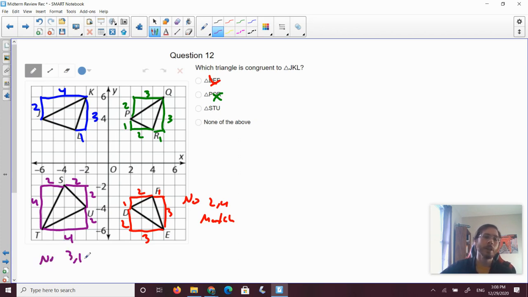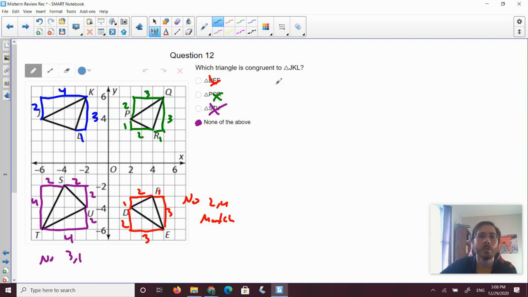So we didn't match up with that 3 and 1 side. So it can't be STU, because all the sides are not the same. So we at least have a few different sides. So we're out. That's it. So the answer has to be none of the above because none of the other triangles matched up. So that's the one we're going to pick.